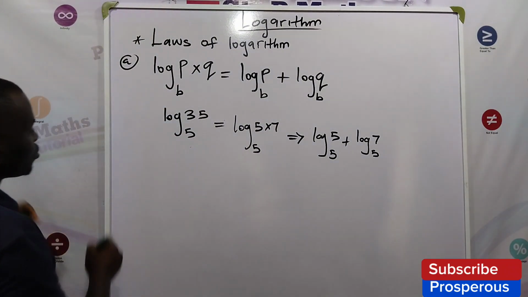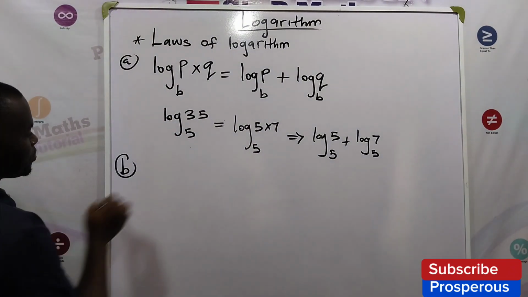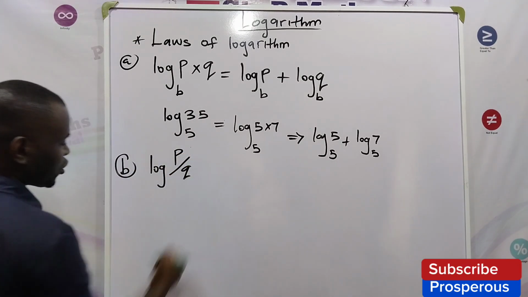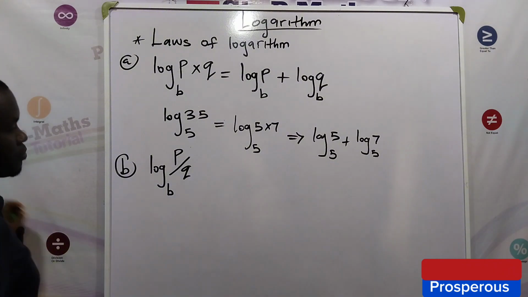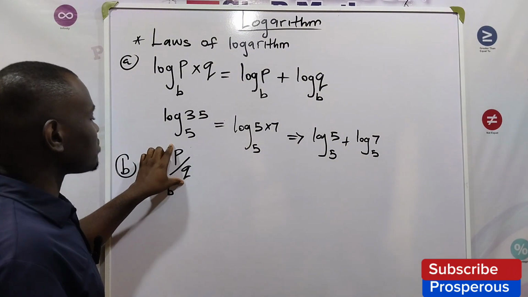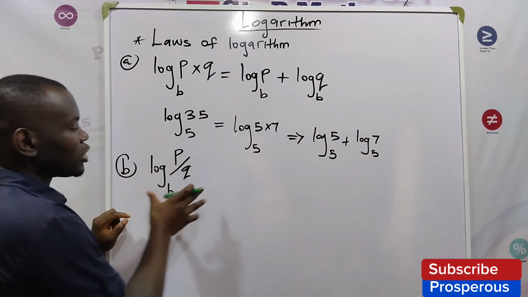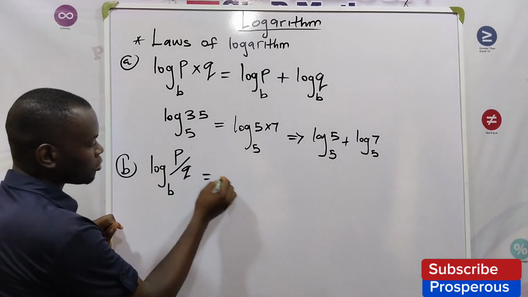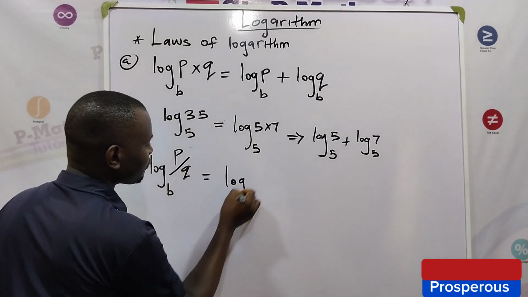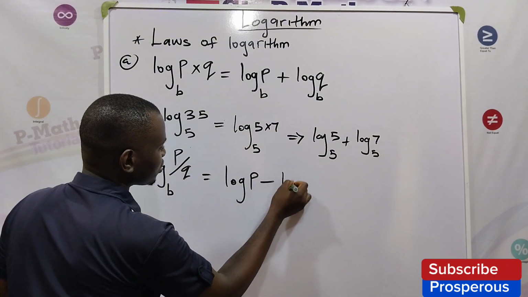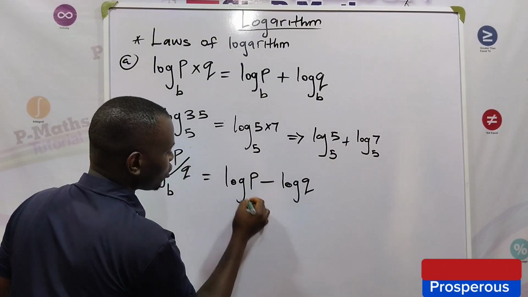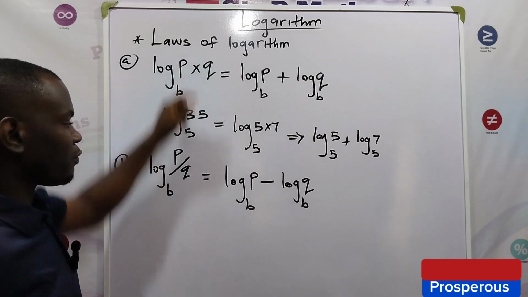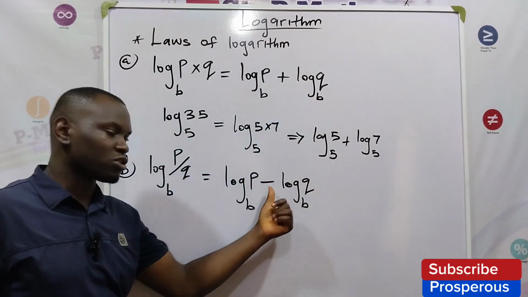Now, the second one I want us to consider is the division law. If you have logarithm of P over Q, all to base b, one of the laws of logarithm says you subtract the logarithms of these two terms. You subtract log Q from log P. Look at what I mean. We have logarithm of P minus the logarithm of Q, all to base b. Just like in multiplication, but instead of adding, we subtract.